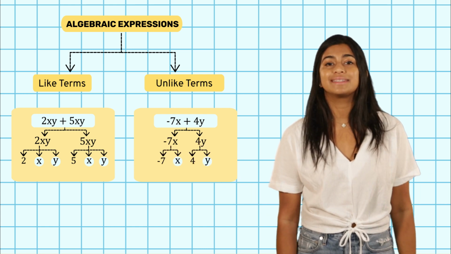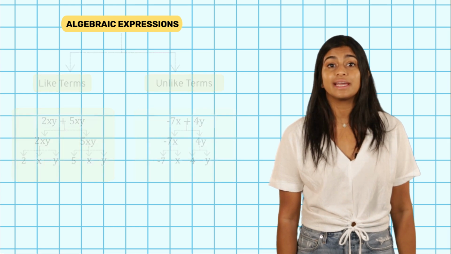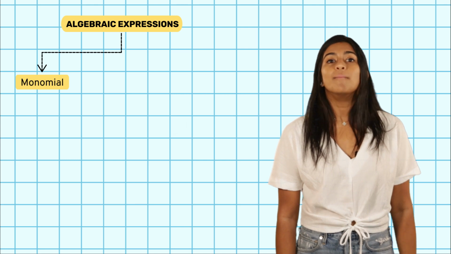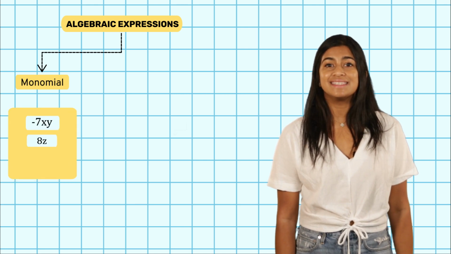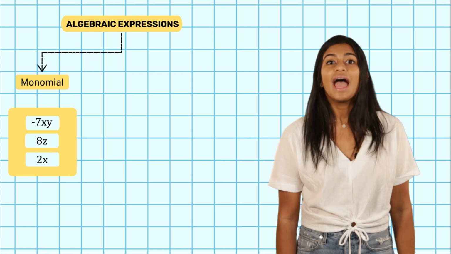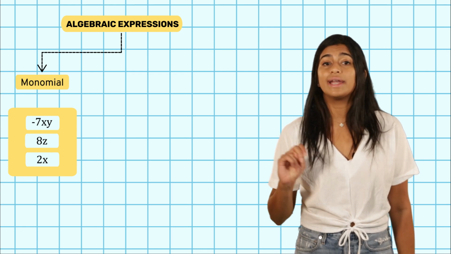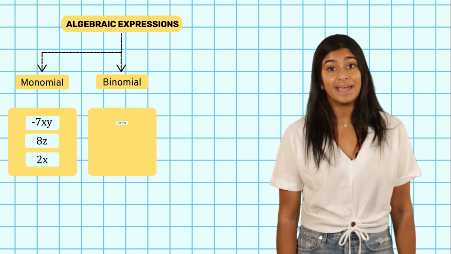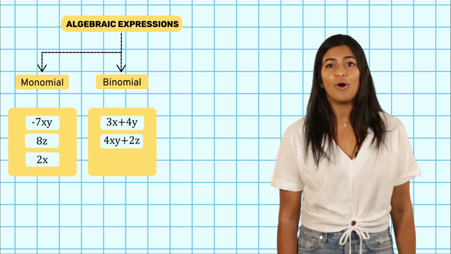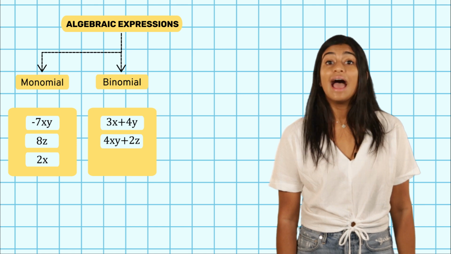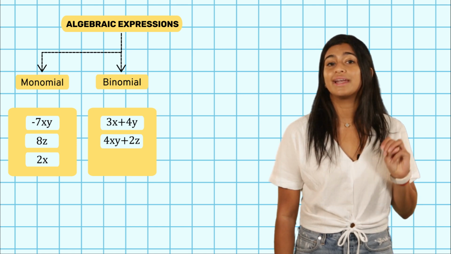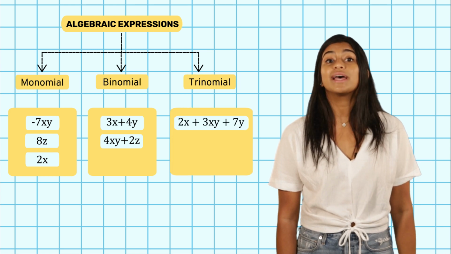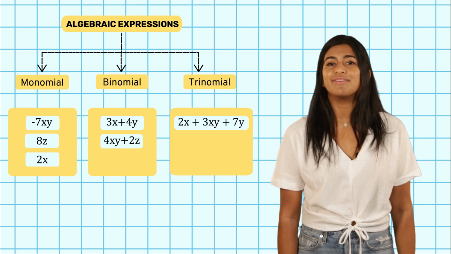If an expression contains only one term, it is called a monomial. For example, negative 7xy, 8z, 2x. If an expression contains two unlike terms, it is called a binomial. For example, 3x plus 4y or 4xy plus 2z. An expression which contains three unlike terms is called a trinomial. For example, 2x plus 3xy plus 7y.